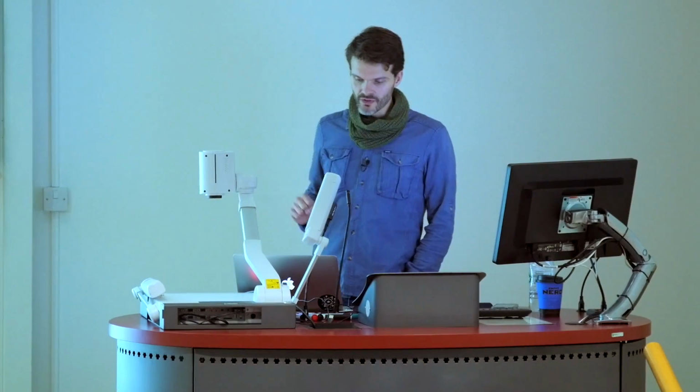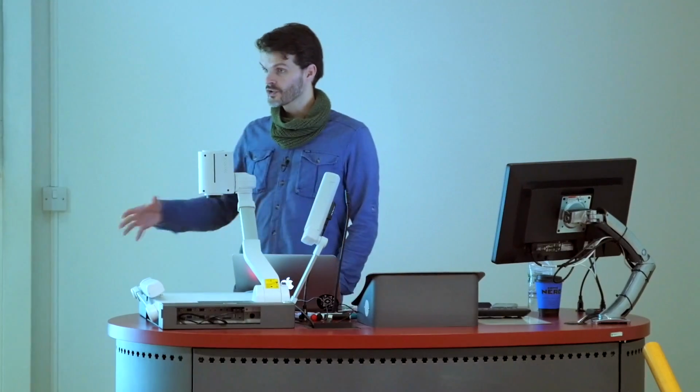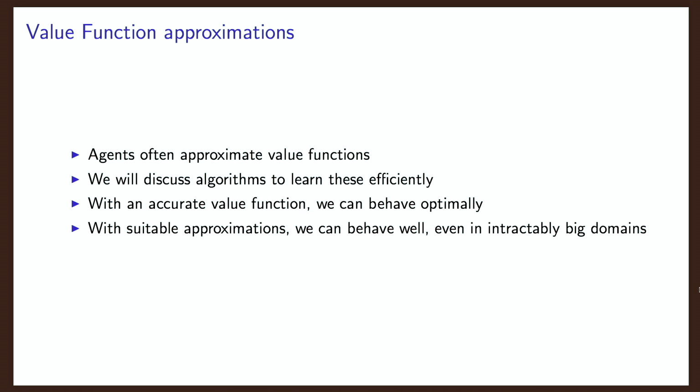So I was talking about approximating these things. And we will discuss algorithms to learn these things efficiently in many cases. In the case where you have a small MDP, with a small state space, you can approximate these things in some way. Maybe you have access to the model. We'll talk about that. But we'll also talk about the case where it's a huge state space.